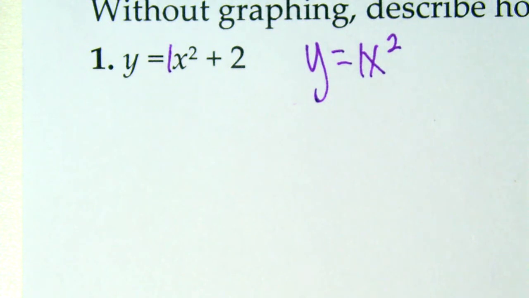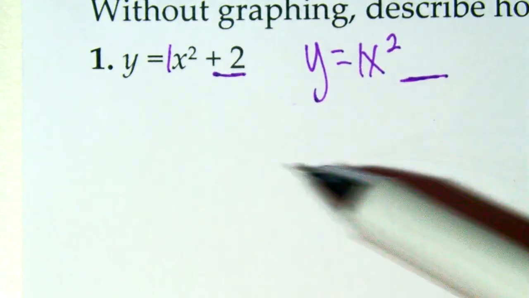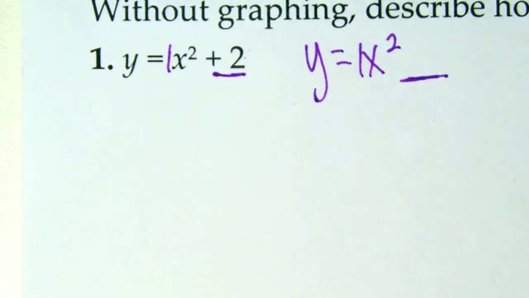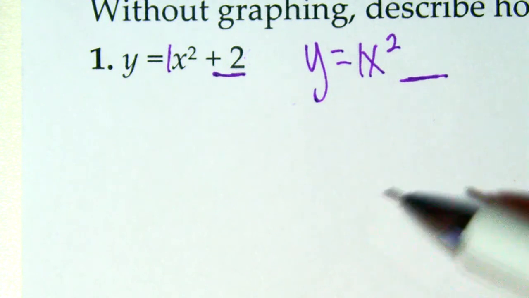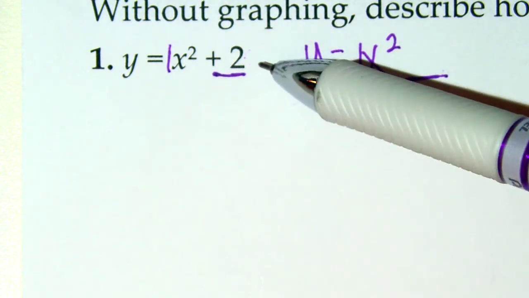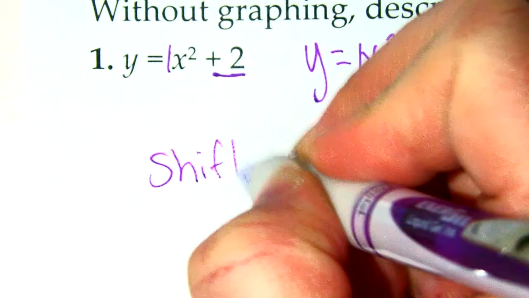The only difference is the C. So the C here is 2. The C here is what? 0. So how could we describe what this graph did compared to that one? Did it go up or down, you think? If the y-intercept originally was at 0 and now it's at 2, it went up. So you could say it shifts up 2.